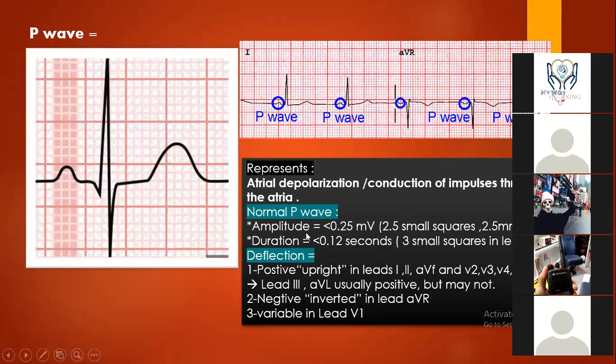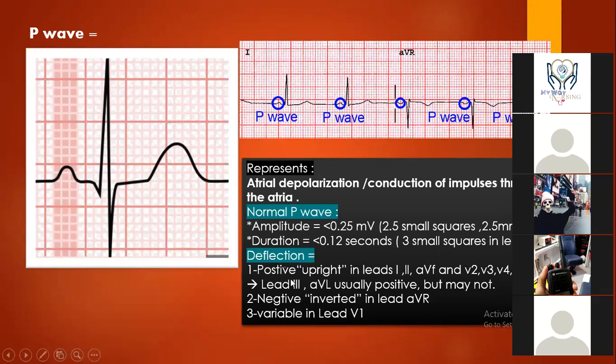What is the normal P wave? In amplitude, it's less than 0.25 millivolts, less than 2.5 small squares. As duration, it's less than 3 small squares. These are the values for the P wave. This is a normal P wave.